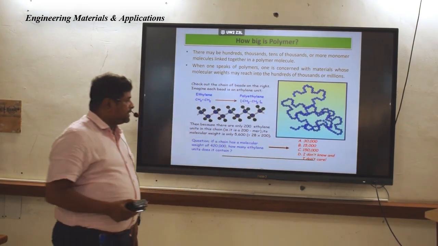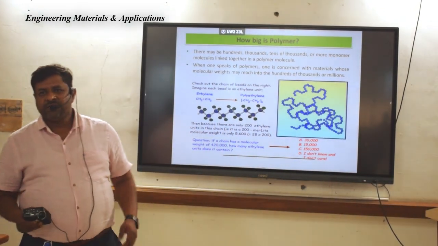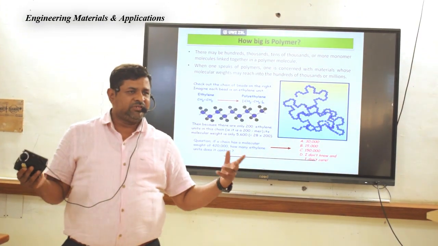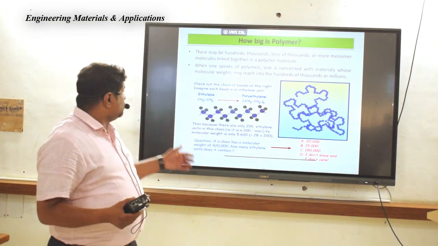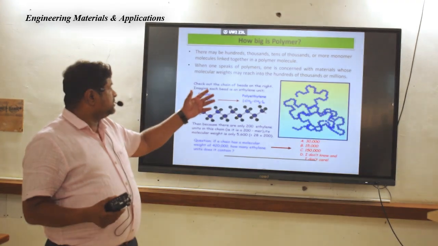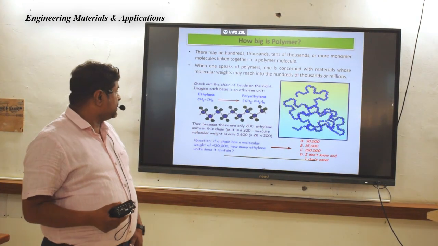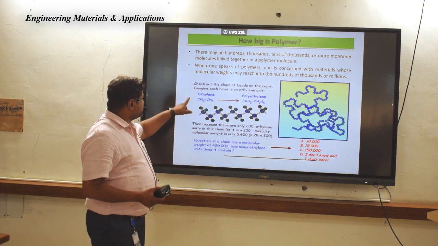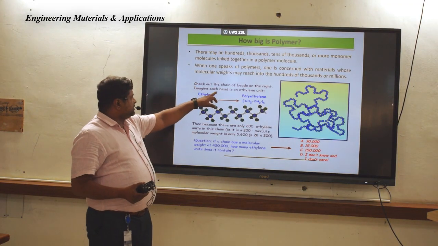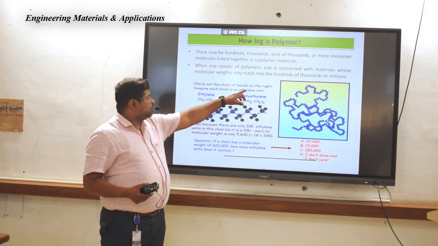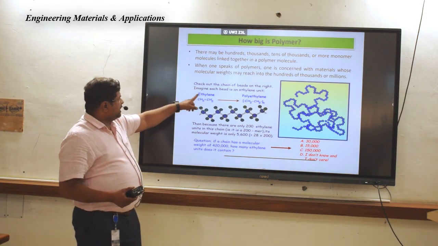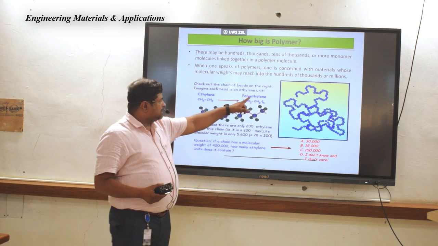How big is the polymer? How big can it be? A polymer can have any length up to which you want. There may be hundreds, thousands, tens of thousands or more monomer molecules linked together in a chain. Here you can see an example is given. Check out the chain of beads on the right. Imagine each bead is an ethylene unit.